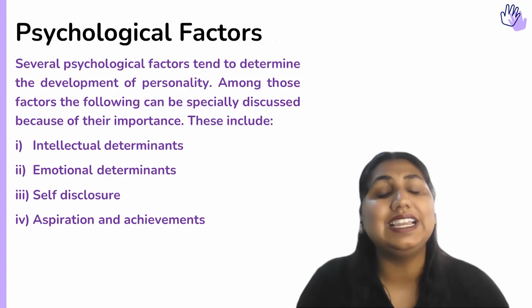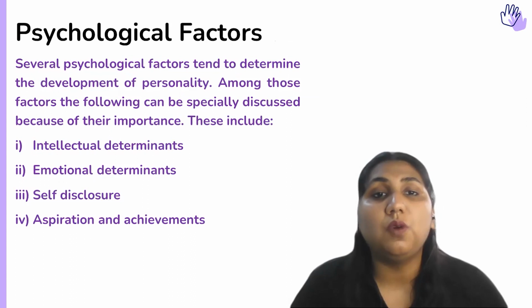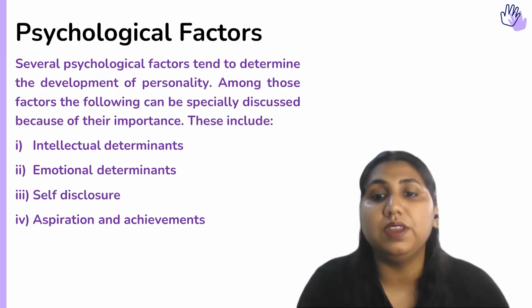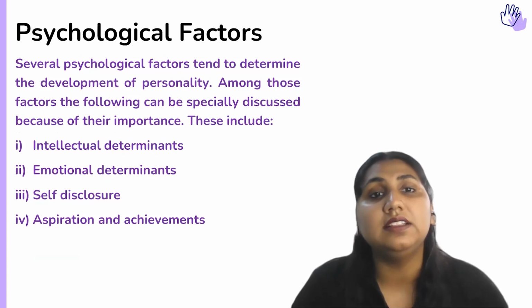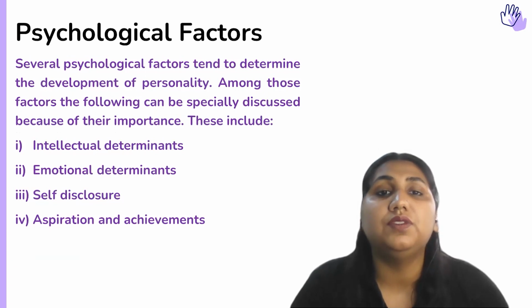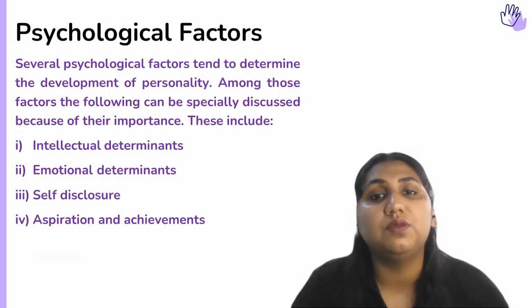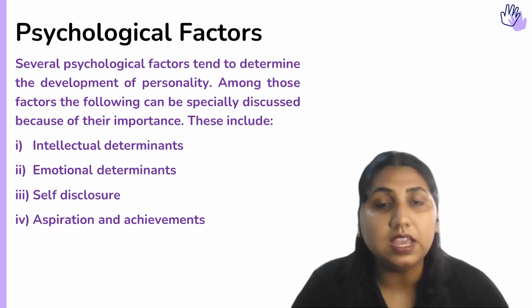So first is intellectual determinants. So what are intellectual determinants? It is important to understand that these are the elements and factors which help in understanding the cognitive capacity of an individual. These are one of the most important factors which influence the development of personality.